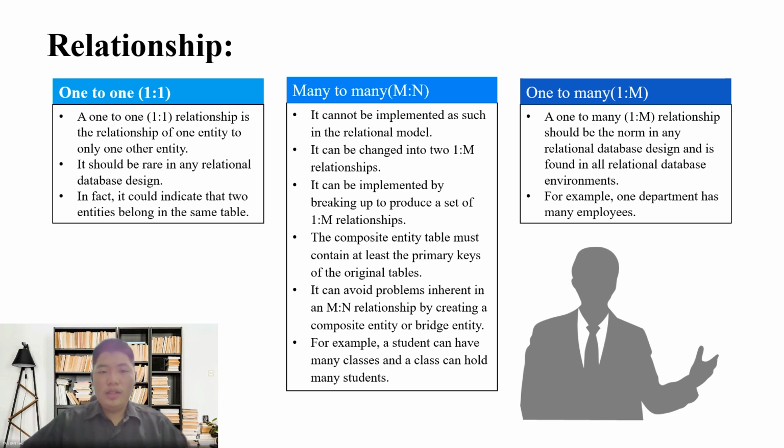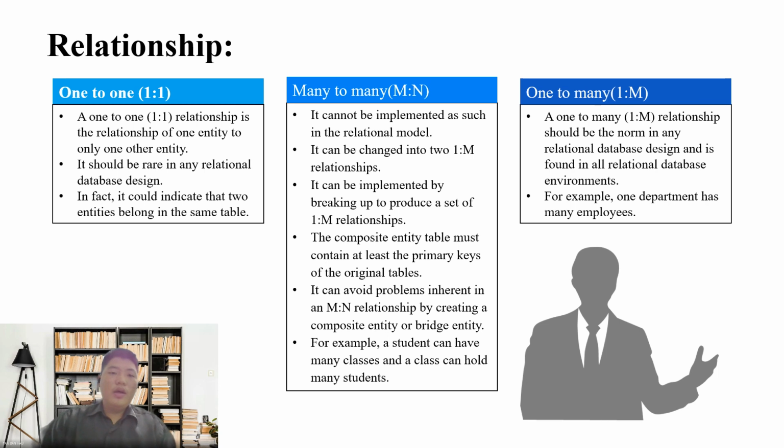Second, many-to-many relationship. It cannot be implemented as such in the relational model. It can be changed into two one-to-many relationships. It can be implemented by breaking it up to produce a set of one-to-many relationships. It can avoid problems inherent in a many-to-many relationship by creating a composite entity or bridge entity. For example, a student can have many classes and a class can hold many students.